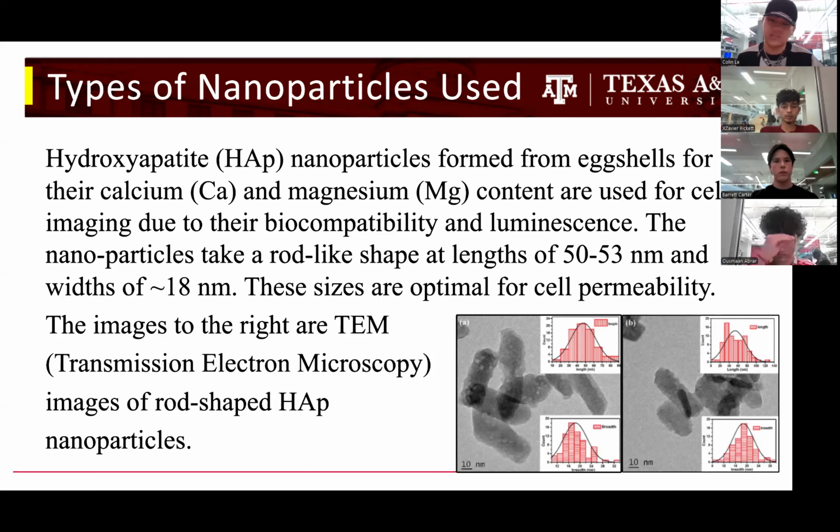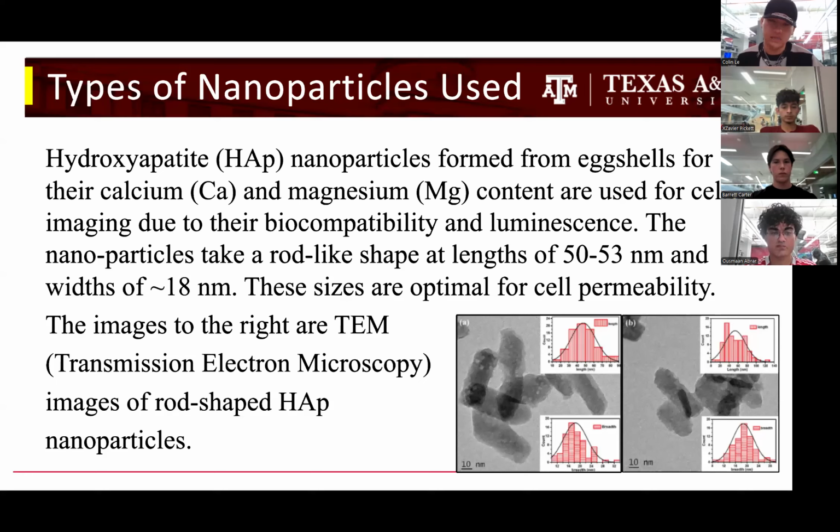Eggshells are ideal because of their low cost and also the fact that they not only contain calcium, which is kind of the main ingredient for hydroxyapatite, but they also have magnesium. Magnesium makes it even better for use in biological environments without being too invasive. It's more like a natural kind of metal.